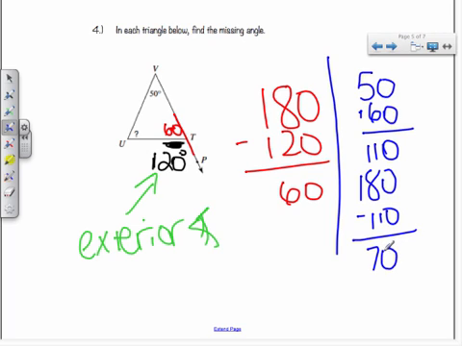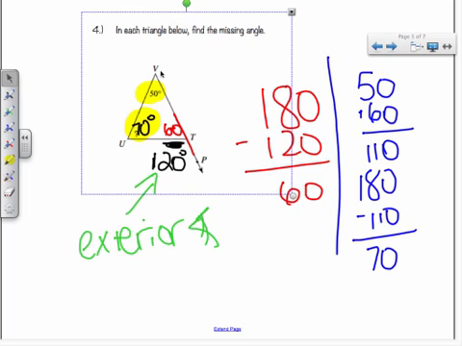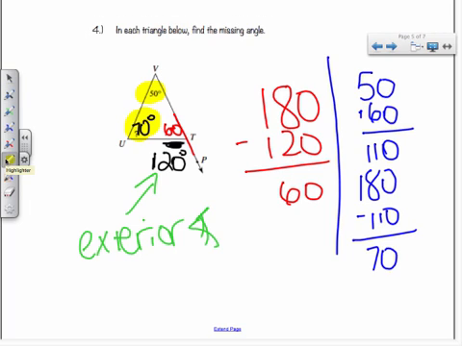So I end up getting 70 degrees for this missing angle right here. Now, there's something that I want you to notice about the three angles I'm highlighting. These two angles inside of here, the 50 and the 70 degree angle right here, are called remote interior angles. And this 120 degree angle right here is called the exterior angle again.